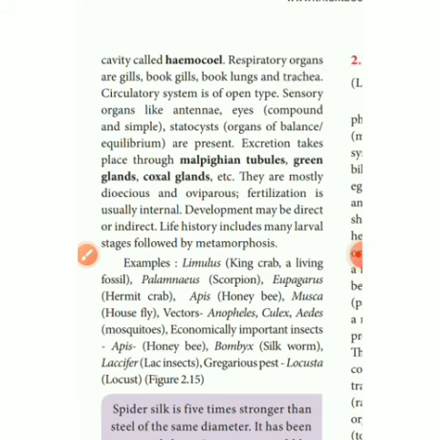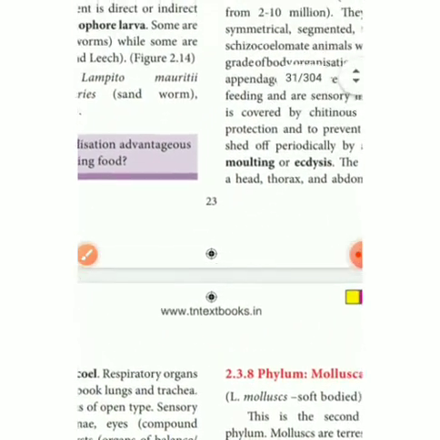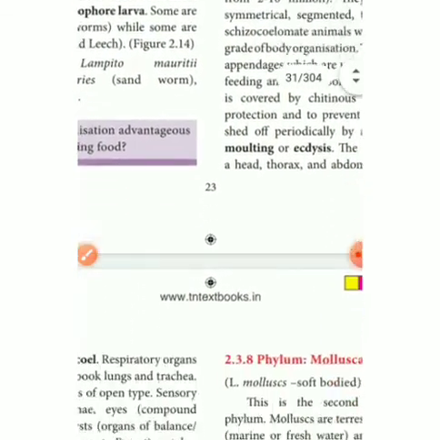Some examples are king crabs, scorpions, hermit crabs, honeybees and houseflies. Many insects we see, all insects, come under the phylum Arthropoda.